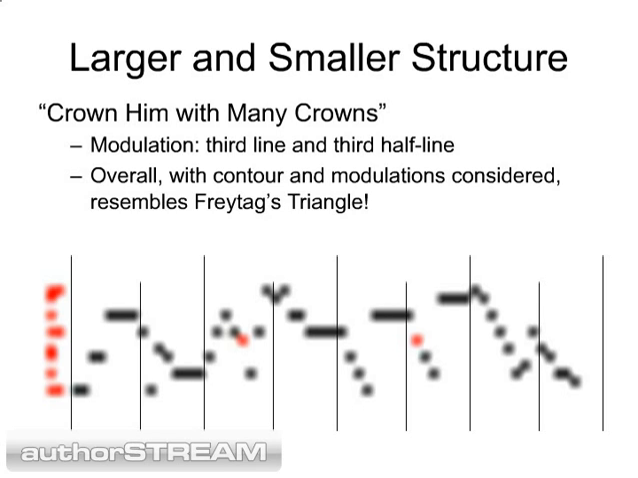Looking at the location of these red dots, you can observe that one is located, in fact, in the third line, the 3/4 point of the song, but that one is also located in the third half line, reflecting the larger and smaller structure that is present in some hymn tunes. Overall, if you take a look at the contour of the song and mentally make some allowances for the modulational activity, what you get is something that looks a lot like Freytag's triangle.